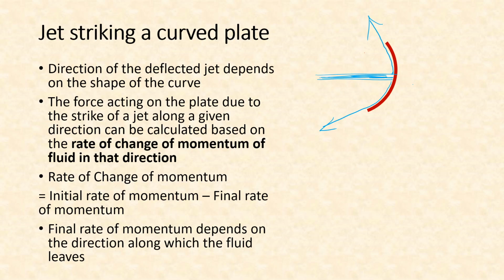However, the force acting on the plate due to the strike of the jet along a given direction can be calculated based on the rate of change of momentum of fluid in that direction. So when this jet is hitting this plate, if you want to find the force along the direction of the jet, we'll have to find the rate of change of momentum in this direction. So we'll find the initial momentum, which is rho a v square, as we have established earlier, and the final momentum after the water leaves this plate.